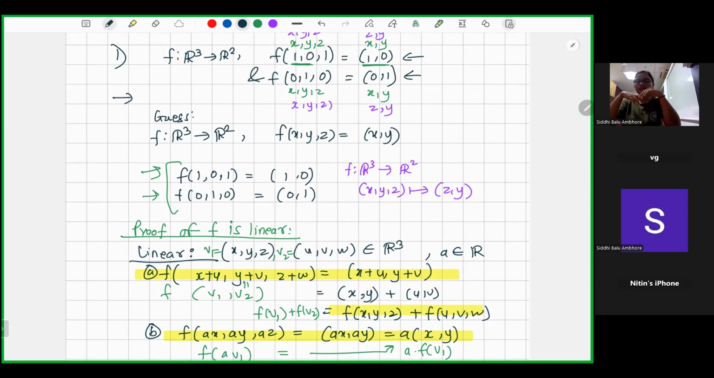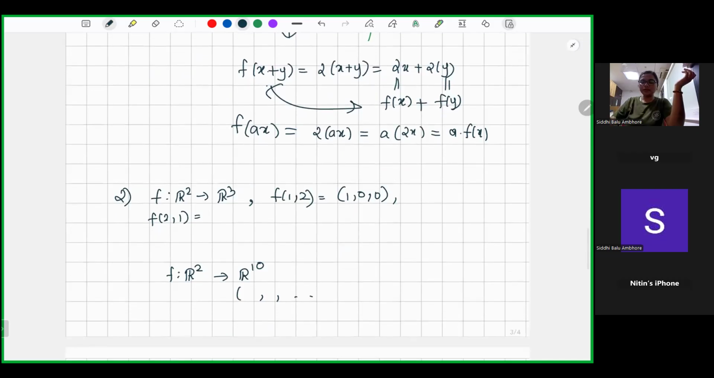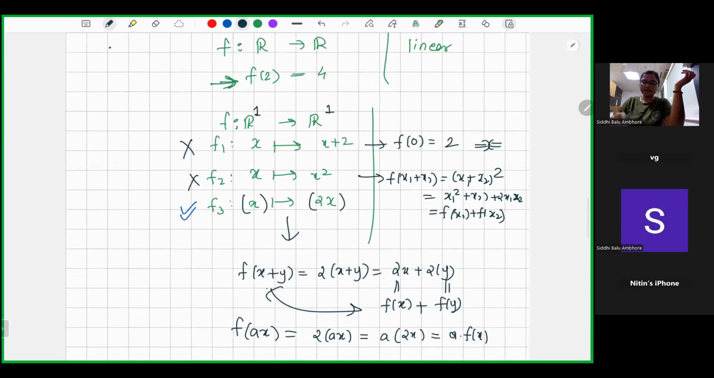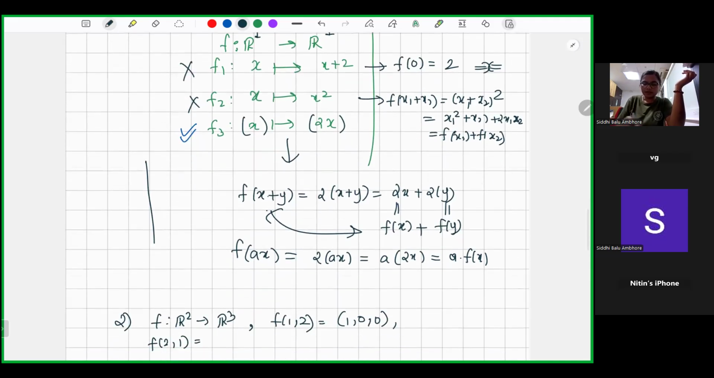To draw that plane. Absolutely. So I just want to see how those linear maps will look different. For example, here F from R2 to R1, or R1 to R1, will be what?